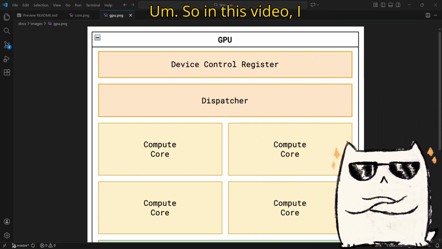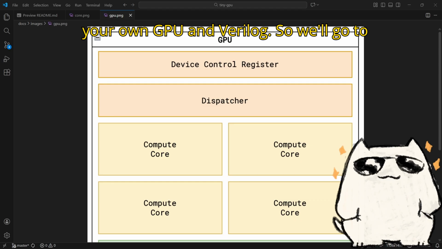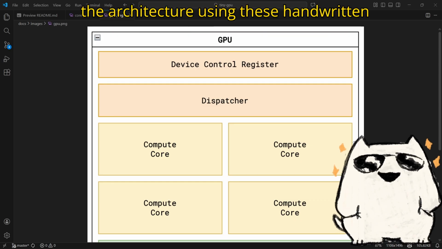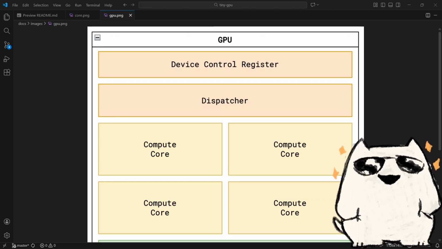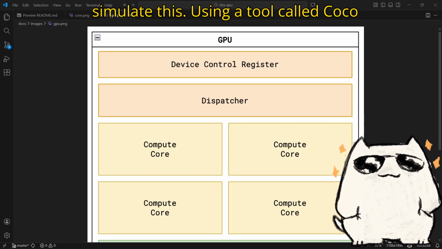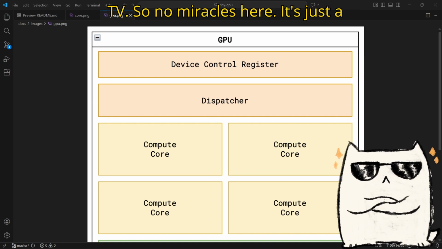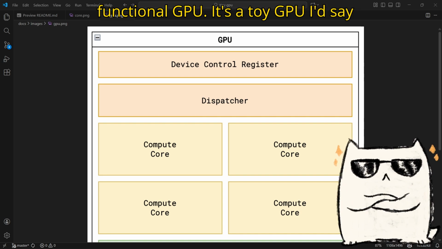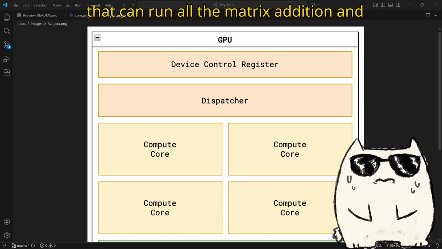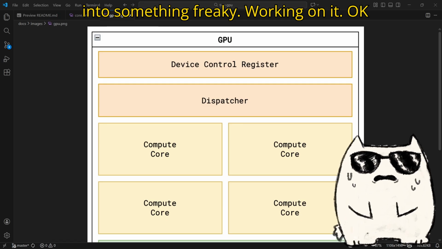In this video, I will be teaching you how you can make your own GPU in Verilog. We'll go through the architecture using my handwritten notes, then cover the key modules, and then finally simulate this using a tool called cocoTB. So no miracles here. It's just a functional GPU. It's a toy GPU, I'd say, that can run all the matrix addition and multiplication for now, but it can grow into something if we keep working on it.